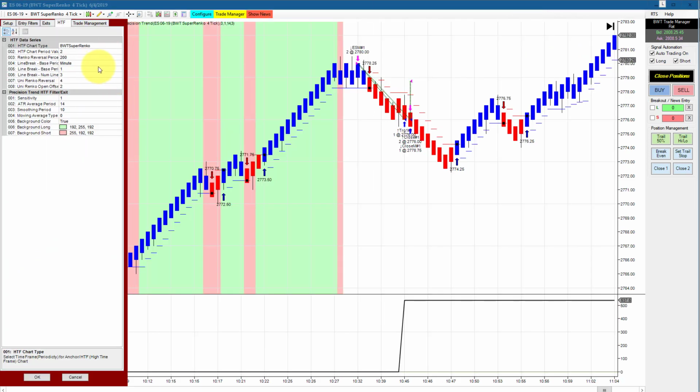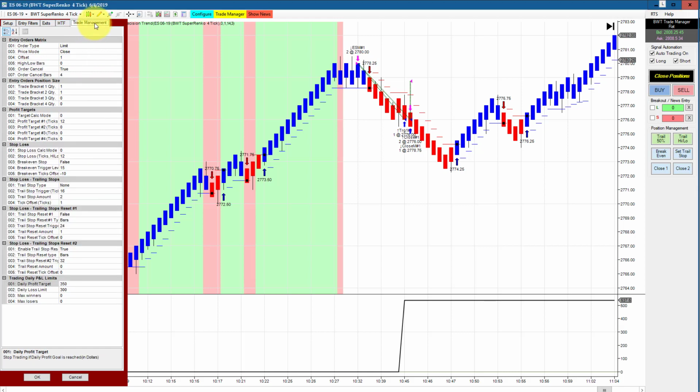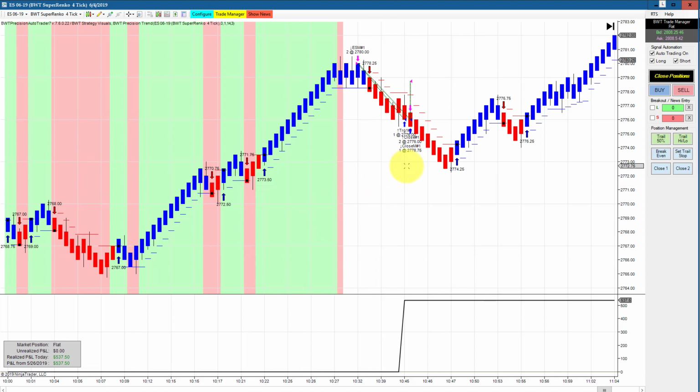Okay, the ES on a Super Renko 4 tick with the Super Renko 2 tick as the other time frame. This has a goal of 350 and had excellent positive slippage on 2 trades.